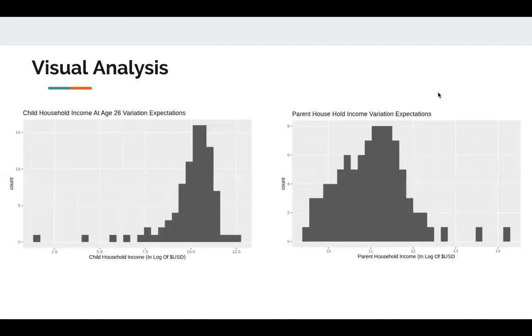All right, so this is our visual analysis on both of the child household income at the age of 26 and the parent household income. So we actually had to put this information in log form just because of the variance that it had. So as you can see on the left side for the child household income, there were a lot of outliers towards the beginning, and then that grew. And then as for the parent income, there was a difference where the outliers were towards the larger end.